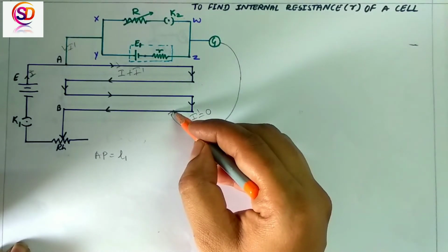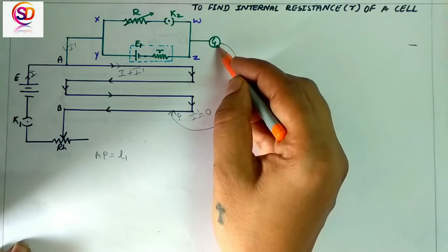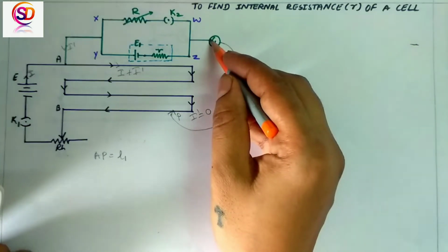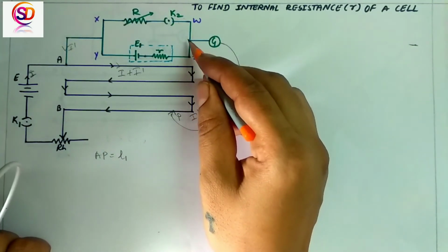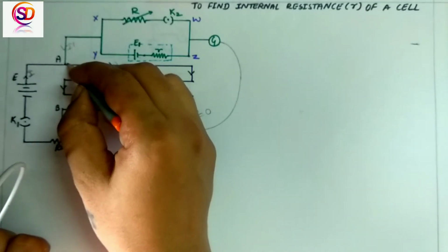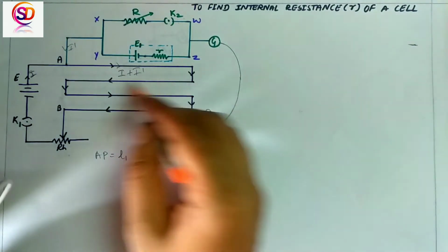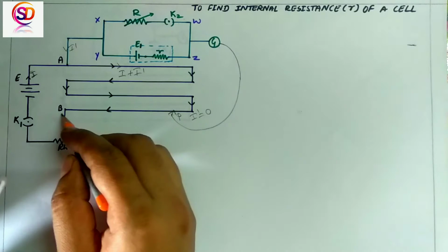If I dash becomes 0, it means no current is passing through this galvanometer. If no current is passing through this galvanometer, no current is returned to this circuit. If no current is returned to this circuit, no current is drawn from the circuit. Means here the potentiometer behaves as an ideal voltmeter.